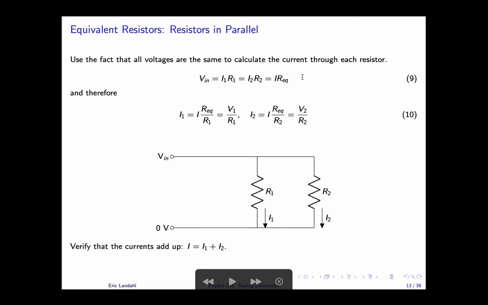Therefore, if all of these are equal, we can set any of them equal individually. So I1 would have to be equal to V in over R1, or R equivalent over R1 times the total current. And I2, similarly, would have to be V in over R2, or R equivalent over R2 times the total current. This is just an algebraic consequence of getting from 9 to 10. Make sure you're clear on how those algebraic steps work.